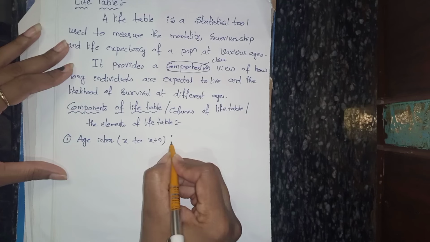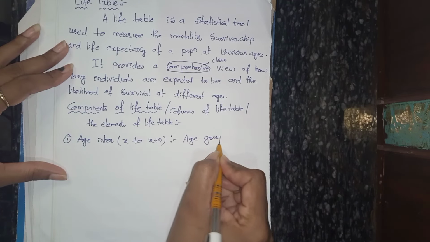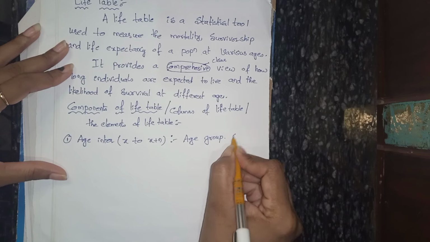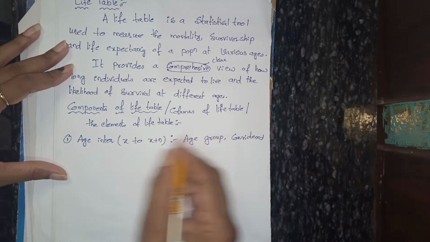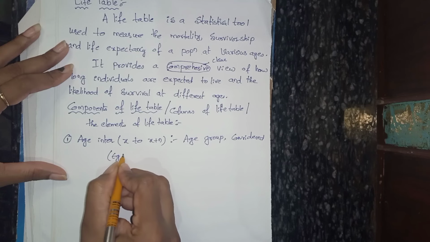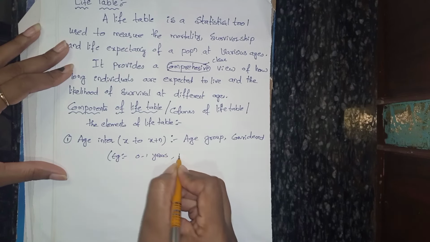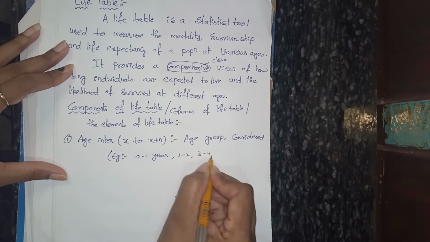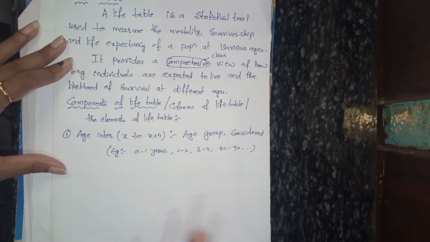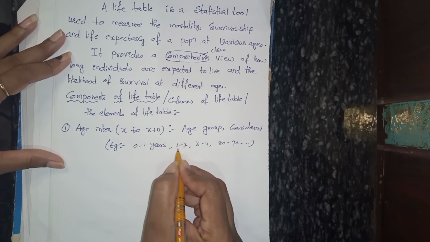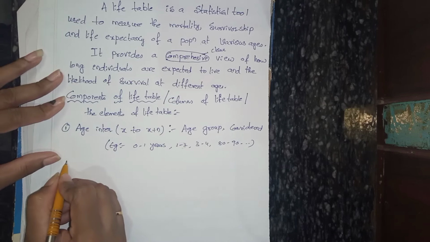Age group is considered here. For example, we can say 0 to 1 years, or 1 to 2 years, 3 to 4 years, 80 to 90 years, like that we can write anything. That means in between, interval in the sense in between.